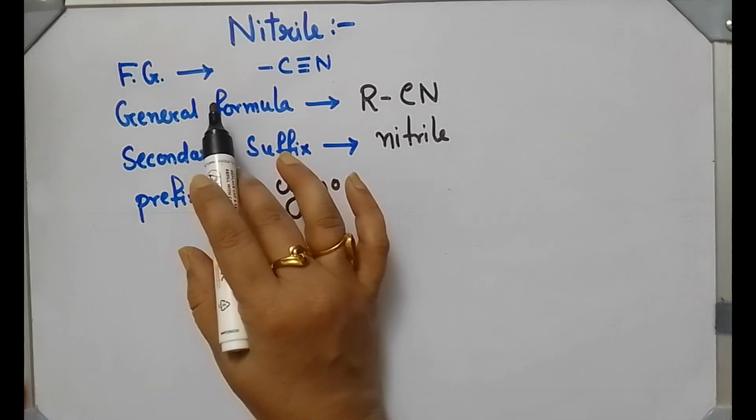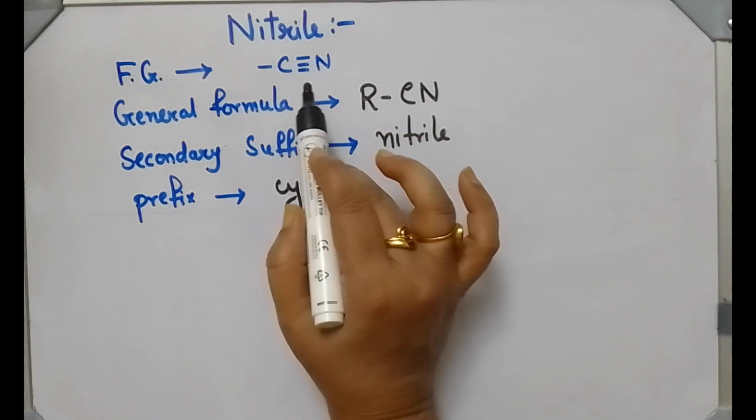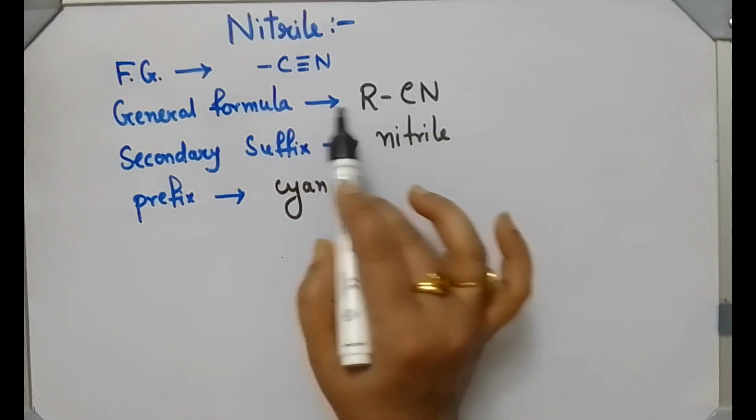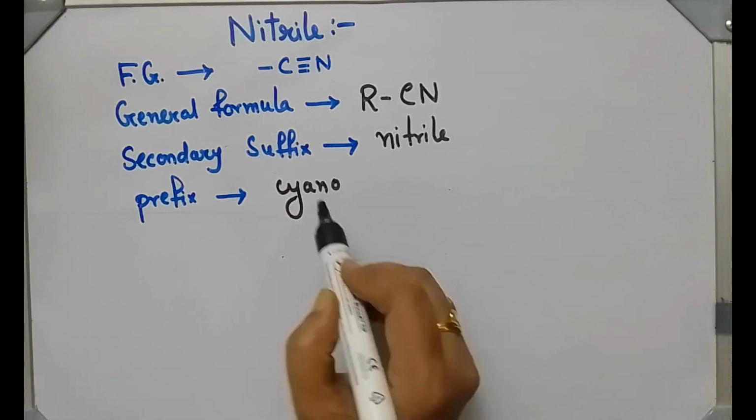Next functional group is nitrile. This is the structure of the functional group: C triple bond N, with an open valency. General formula RCN, secondary suffix nitrile, prefix cyano.